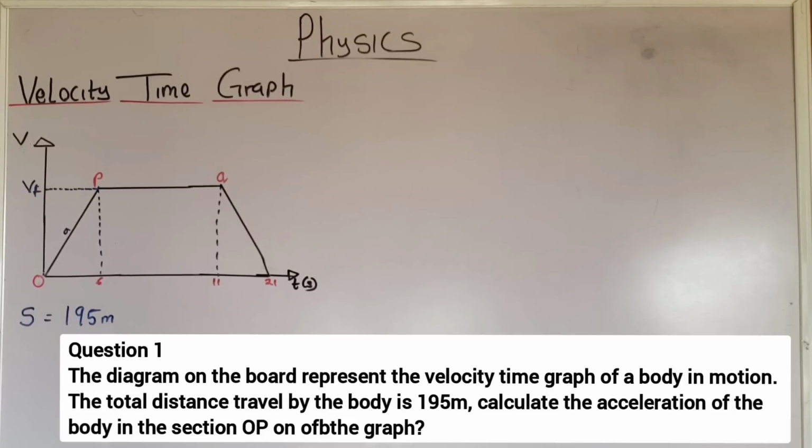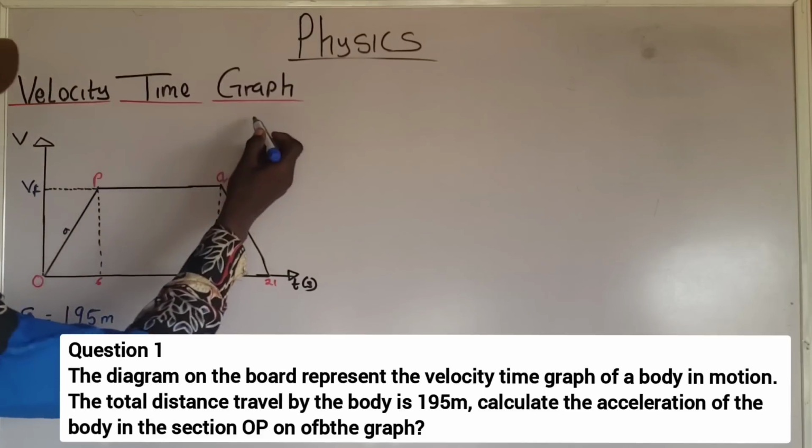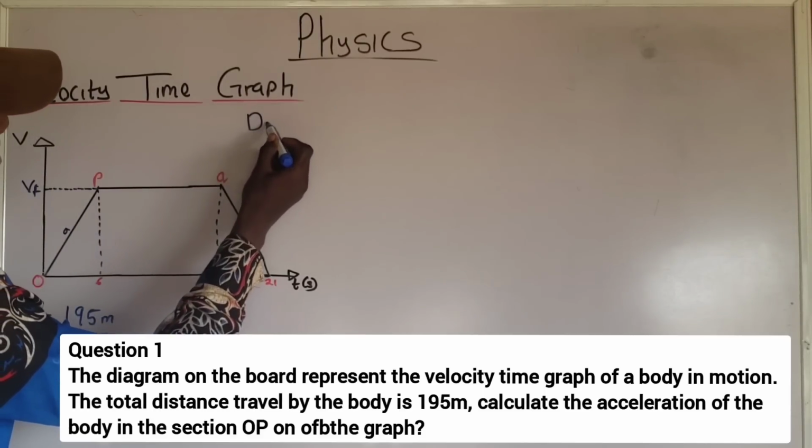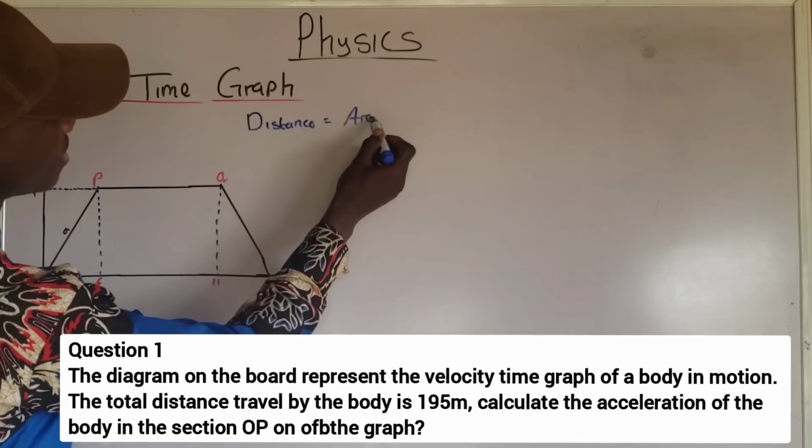Are you paying attention? So here, since we've been given the area of the motion, the area of this graph is 195. Please pay attention. The total distance is equal to the total area. Distance covered is equal to area of the graph.